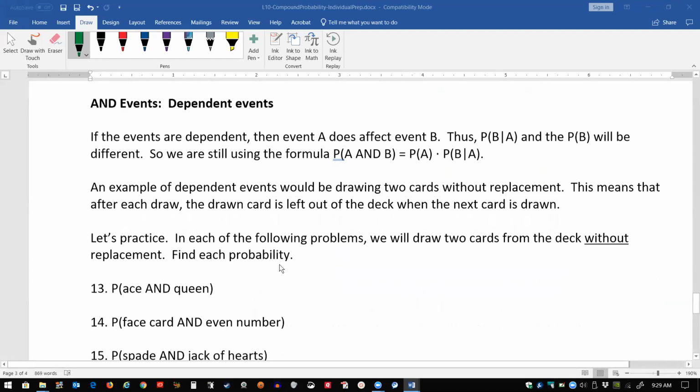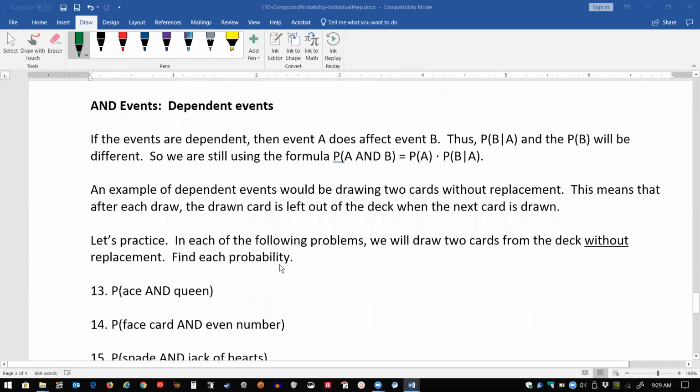All right, so now let's talk about dependent events. So this is where we have to use that more general formula with that second probability with the given that vertical bar in it, right? So now we find the probability of the first event happening times the probability of the second event happening, given that the first one has already happened.